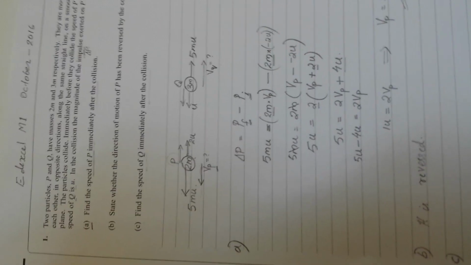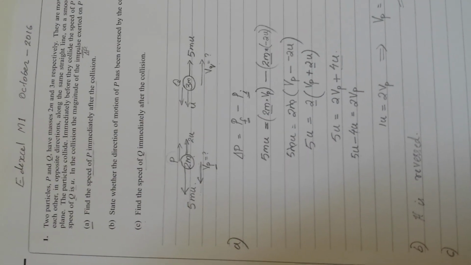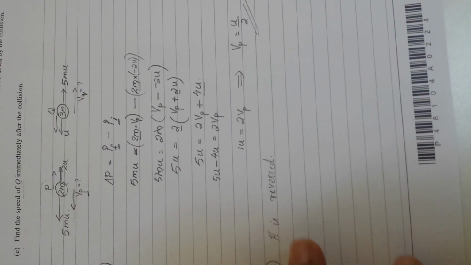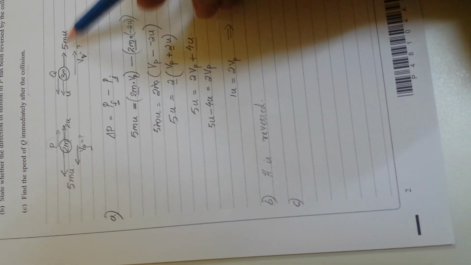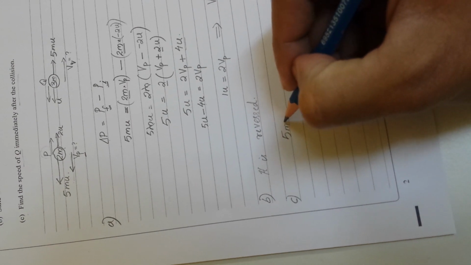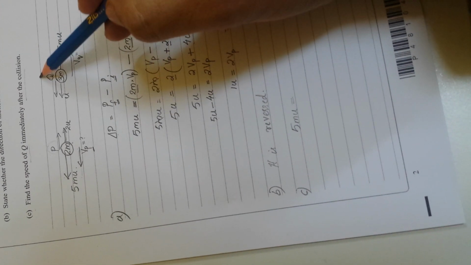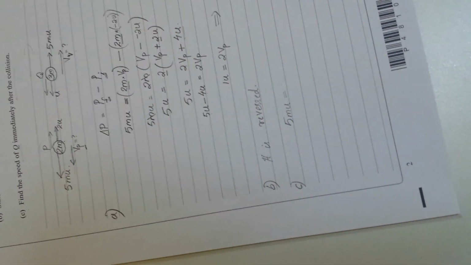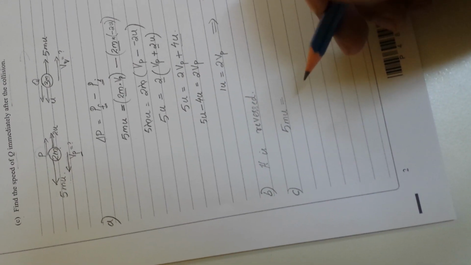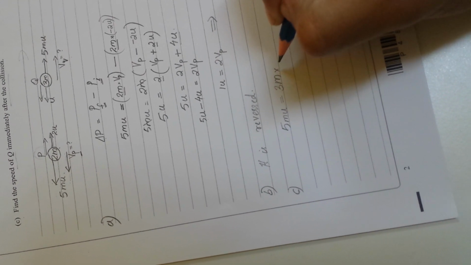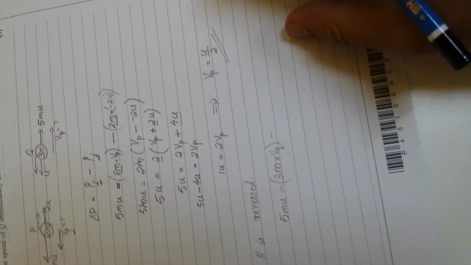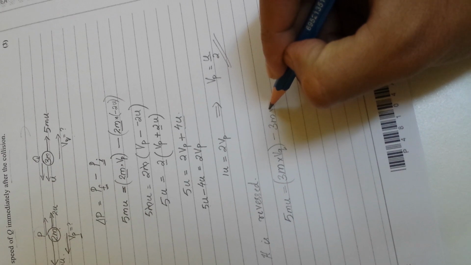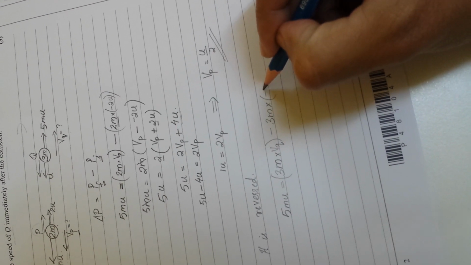Find the speed of Q immediately after the collision. So the third part is to find the speed of Q. Same concept we can use for Q also. The change in momentum is 5mu this way. So its change in momentum 5mu is equal to, and here I am going to take this direction as positive for Q, the opposite is negative. So 5mu is equal to its final momentum, its mass multiplied with its final velocity Vq, that we need to find, minus its initial momentum, its mass multiplied with its initial velocity, which was in the opposite direction, so minus u.